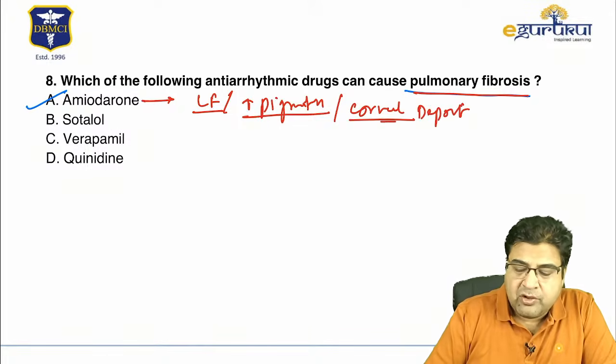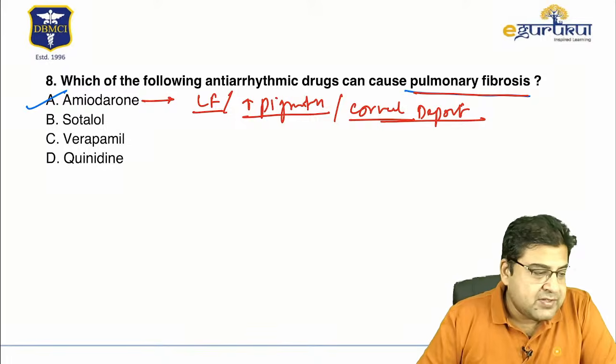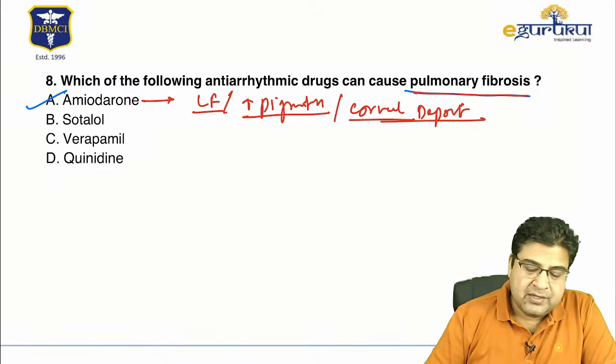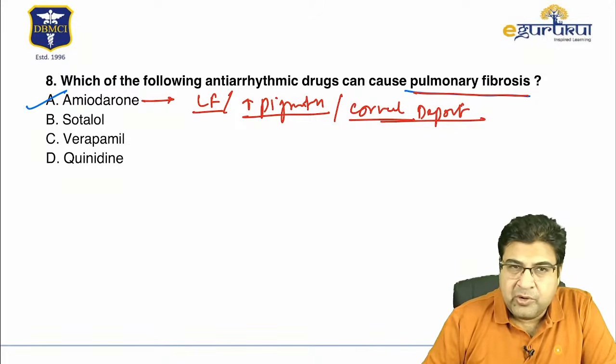medicine will deposit in the cornea, can result in corneal deposits, and can rarely result in optic neuritis also. So the answer here is A, that is amiodarone.